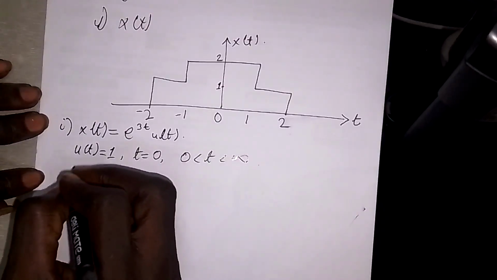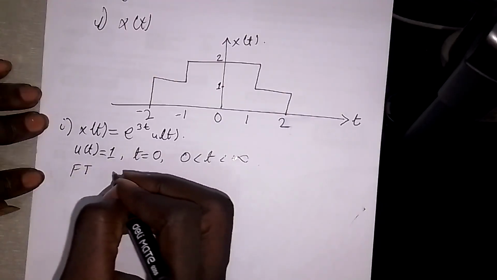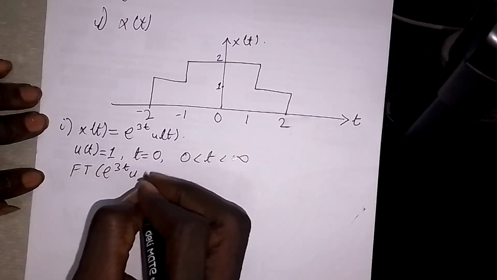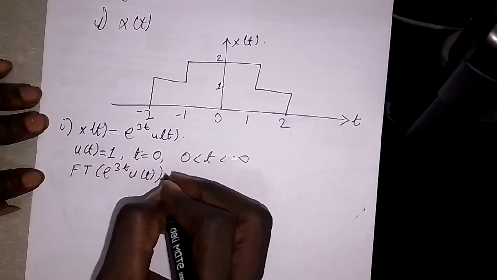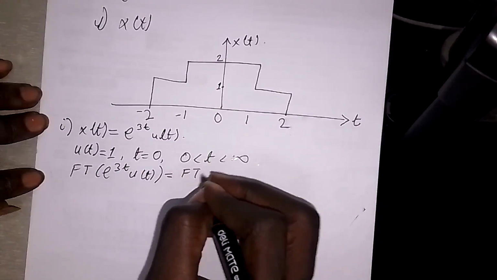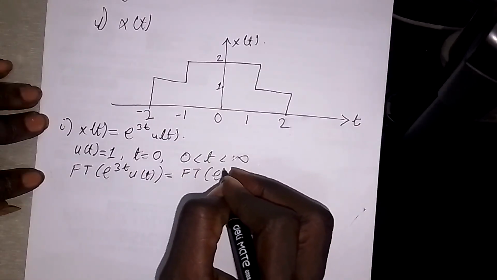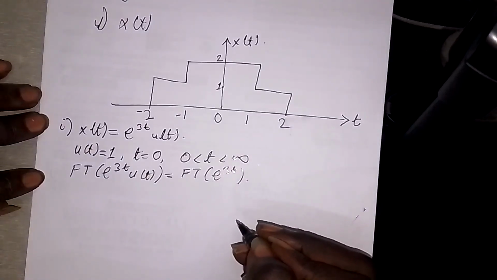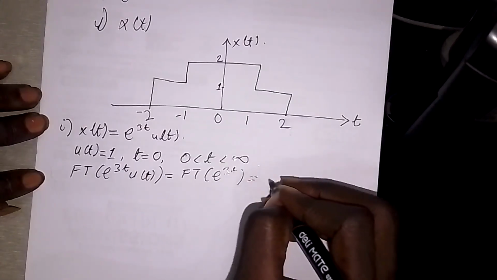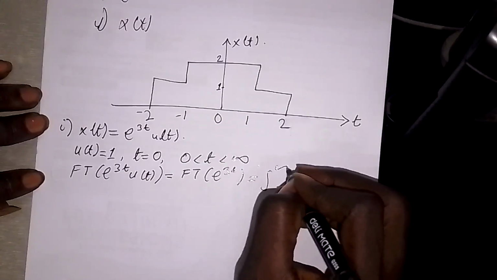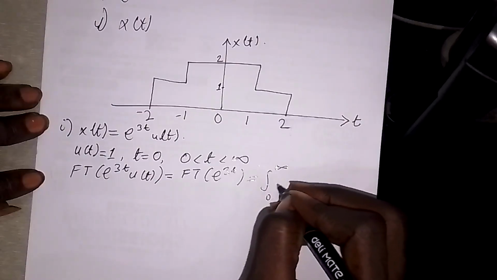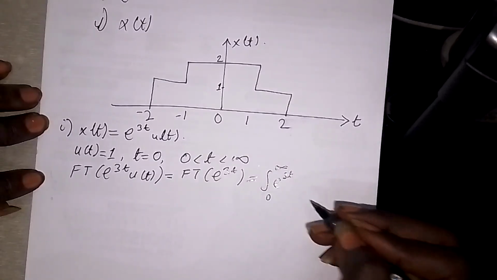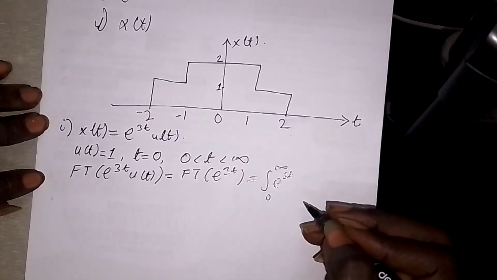So now here we have the Fourier transform of e^(3t) u(t), which is basically the Fourier transform of e^(3t). Alright, so we're going to find this one. From what we know, it's going to start from 0 and end at infinity. We're going to have e^(3t), because u(t) is 1 and doesn't change anything here.